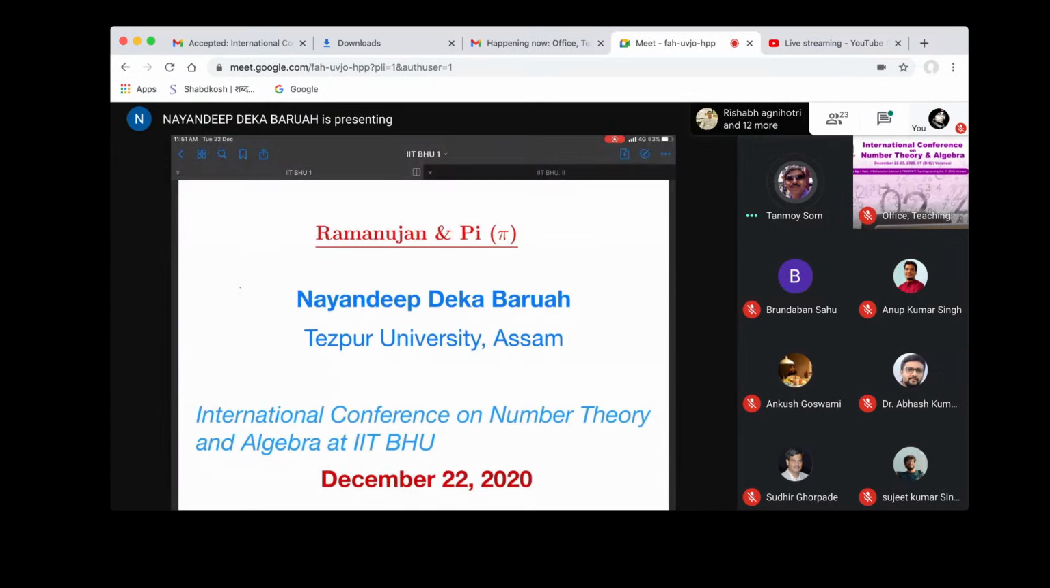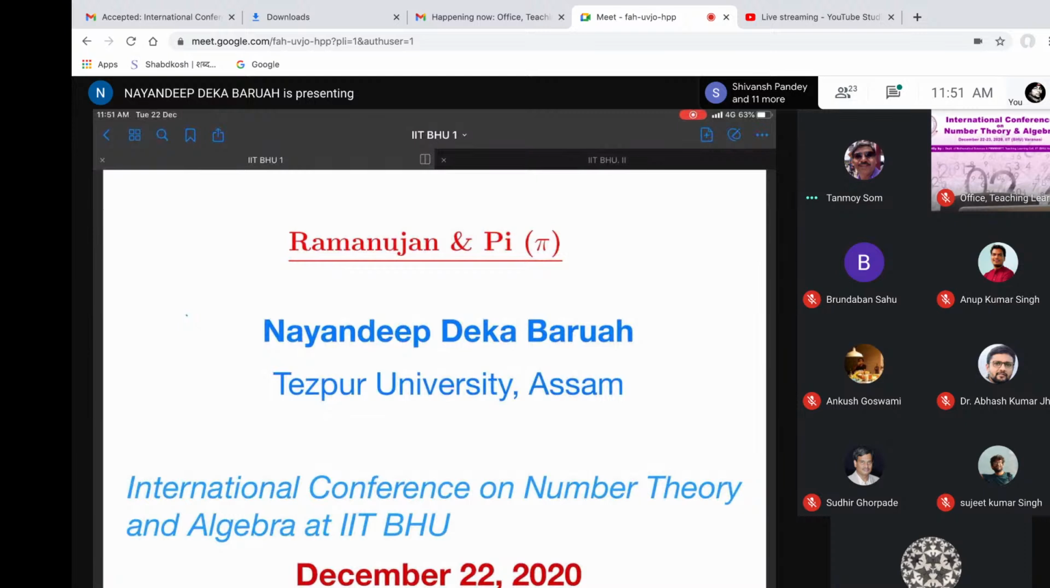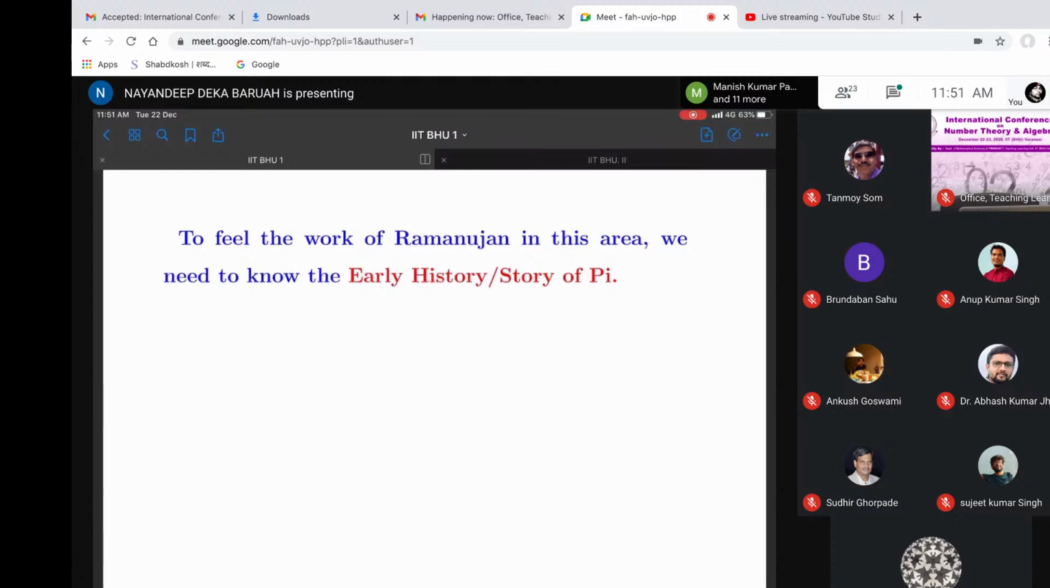Okay, so this is an expository talk, you can say. Ramanujan has contributed many things, and one of them is his contribution to the series of pi. So I'll be talking about his series on 1 over pi. To appreciate the work of Ramanujan in this area, we need to know the early history or story of pi a little bit. So I will quickly go through it here.